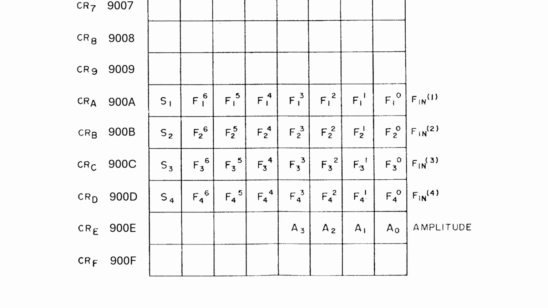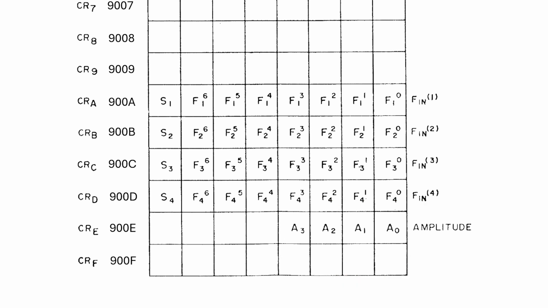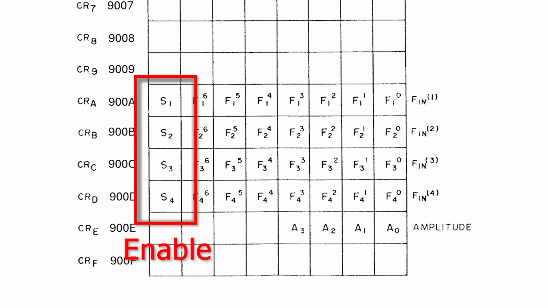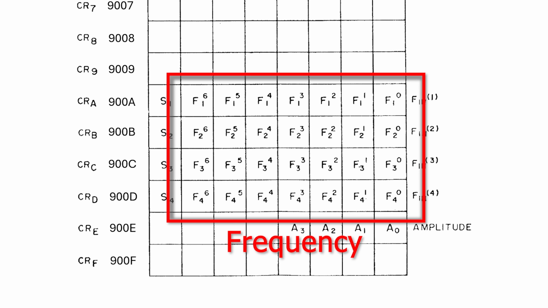The lower 4 bits of the 900E register are for volume, and we'll worry about that a bit later. Each of the other channels has its own dedicated register accessible by the 6502. The top bit of each register is an enable signal for that channel. This signal is active high, so the sound's enabled for a given channel when this bit's 1. The lower 7 bits of the register determine the frequency.